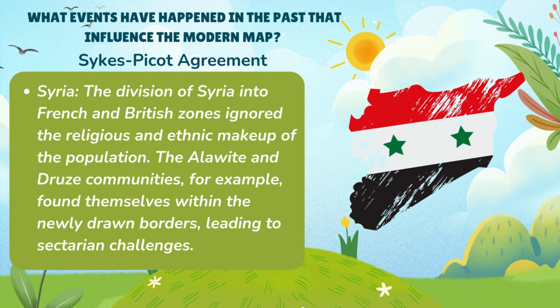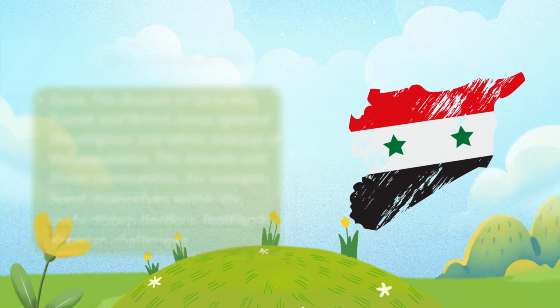Then we have the effects on Syria. The division of Syria into French and British zones ignored the religious and ethnic makeup of its population. For example, a lot of communities found themselves within newly drawn borders, and this led to changes as far as who was in charge and how things were allowed to be run.